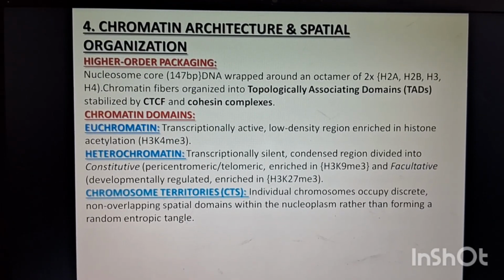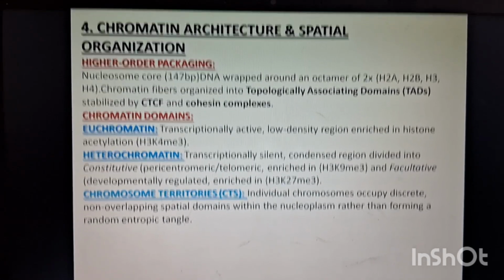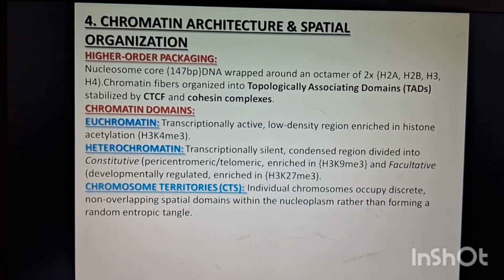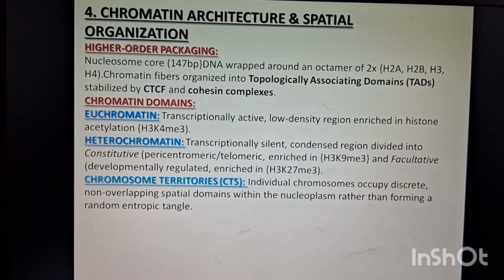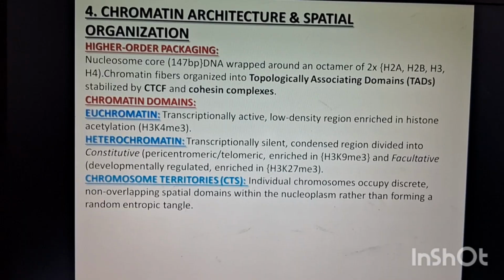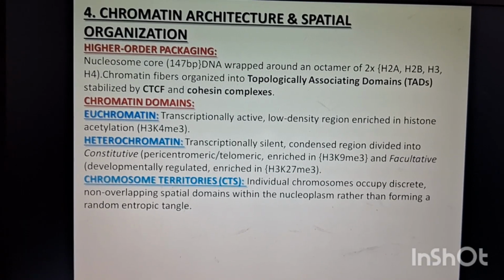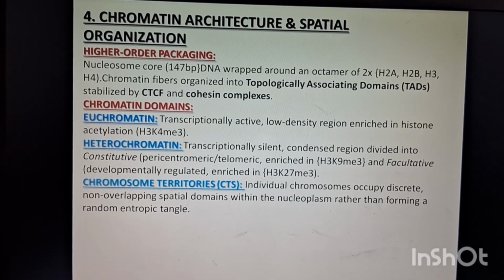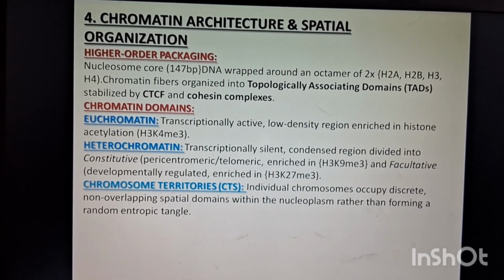Next, chromatin domains. Euchromatin: transcriptionally active, low density region enriched in histone acetylation, that is H3K4me3. Next, heterochromatin: transcriptionally silent condensed region, divided into constitutive, telomeric, enriched in H3K9me3, and facultative, that is developmentally regulated, enriched in H3K27me3. Next, chromosome territories. Individual chromosomes occupy discrete non-overlapping spatial domains within the nucleoplasm rather than forming a random entropic tangle.